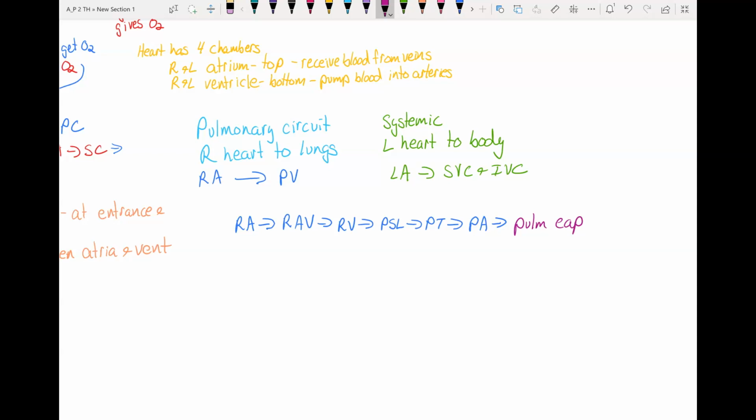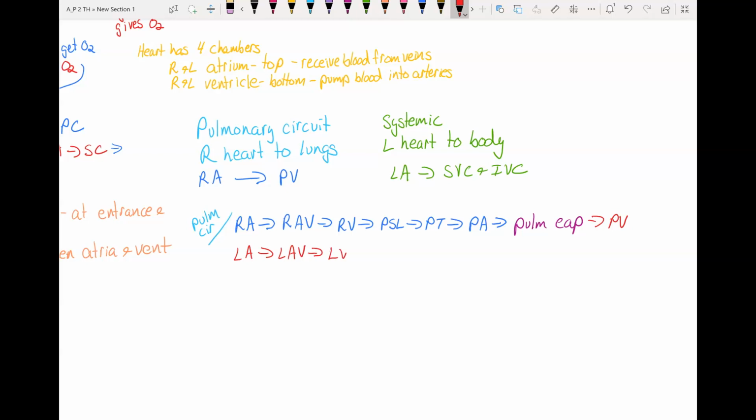Then from the pulmonary capillaries, we now have oxygenated blood. It's going to go back to the left side of the heart. So now we're going to have pulmonary veins. This whole line so far, all of this is pulmonary circuit. Then the pulmonary veins put that oxygenated blood into the left atrium. It has to flow through the left AV valve. It has 2 flaps, so it's also called the bicuspid, and another name for it is mitral, which you'll see later how it got its name mitral.